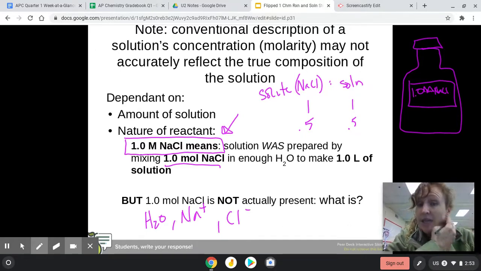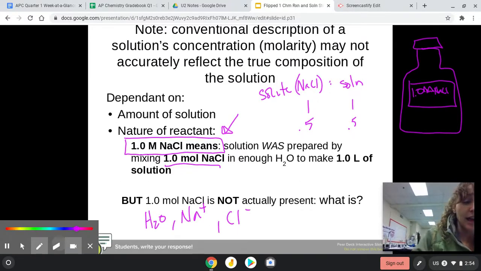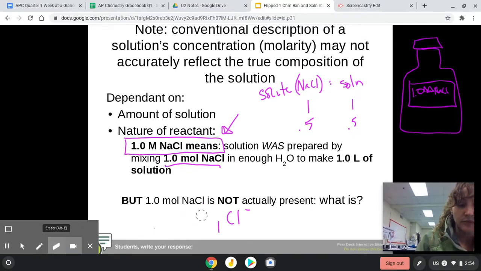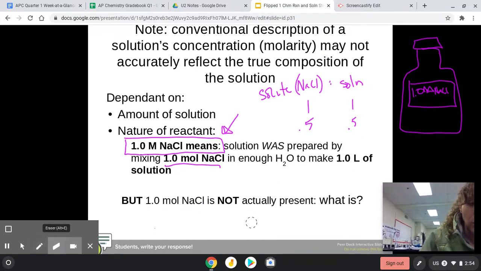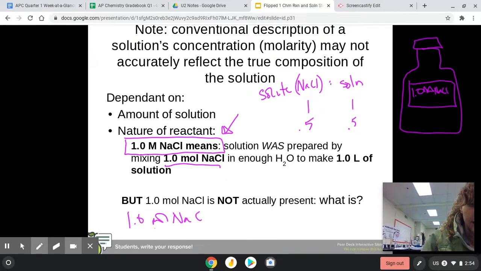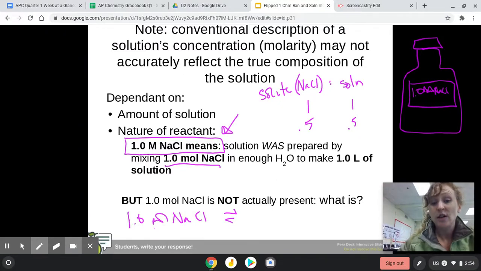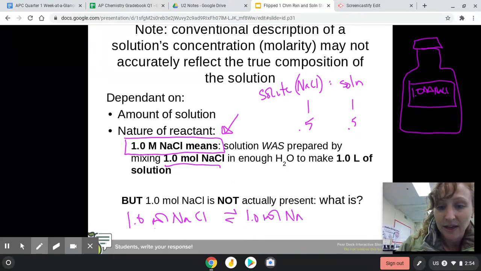The other thing that the label can tell us, which is not actually labeled, is what the ratios of these ions are. So if I have 1 mole of NaCl, and that gets dissolved and it falls apart into particles, what I now have is 1 mole of Na+, and I have 1 mole of Cl-.